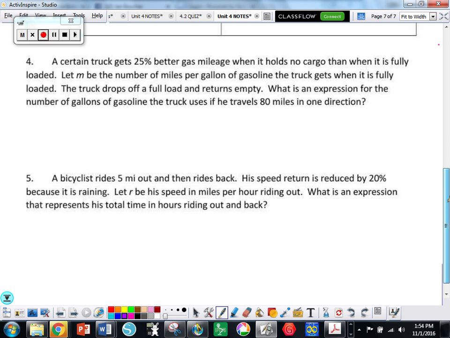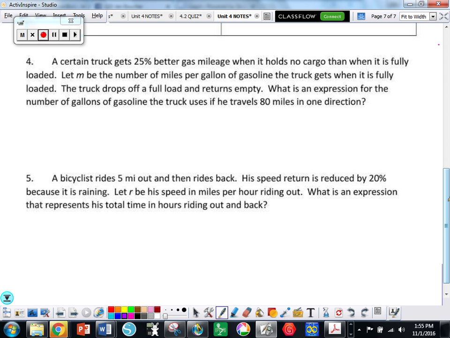Okay, number 4. A certain truck gets 25% better gas mileage when it holds no cargo than when it is fully loaded. Does that make sense? You got a truck, it's full of stuff. Do you think it's going to get as good of gas mileage as when it's lighter? The heavier the truck, the worse the gas mileage. Is that fair? Okay.